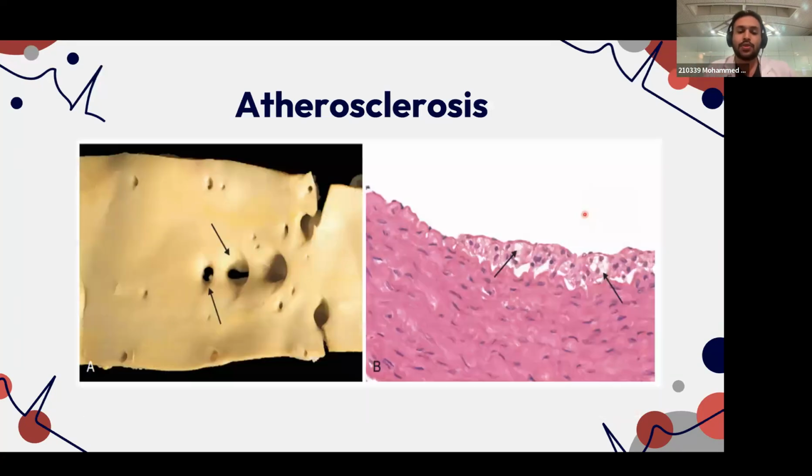So now, can someone tell me what is seen? Ignore these arrows. I do not think these are what the thing is, but these things, the yellowish discoloration. Can someone tell me what they are? Fatty streaks, excellent, good.